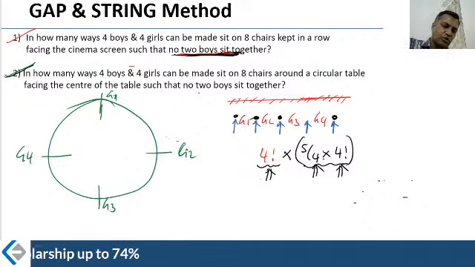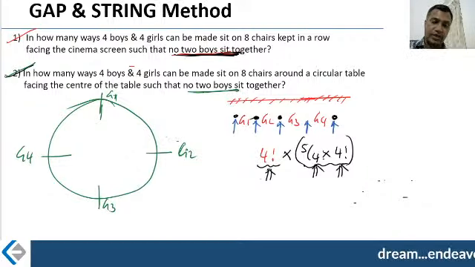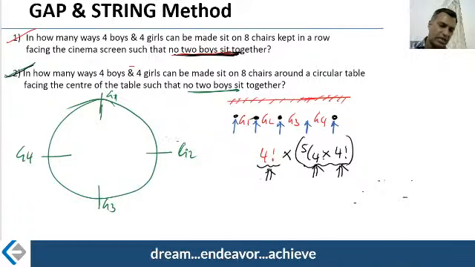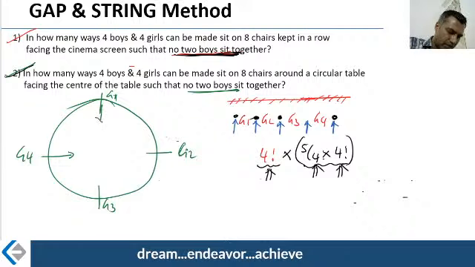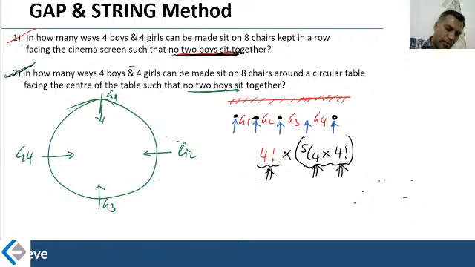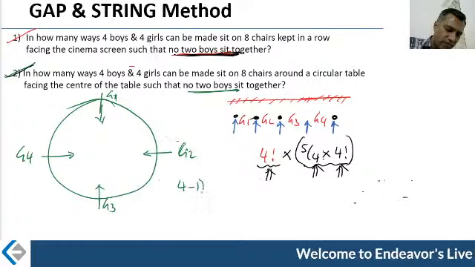Why? Because no 2 boys should sit together. If no 2 boys have to sit together, then who should be separating them? Girls. Therefore I'll give 4 chairs to the girls. I will say, hey girls, please go and sit around that particular table. 4 girls went and sat around this table. In how many ways, friends? 4 minus 1 factorial ways.